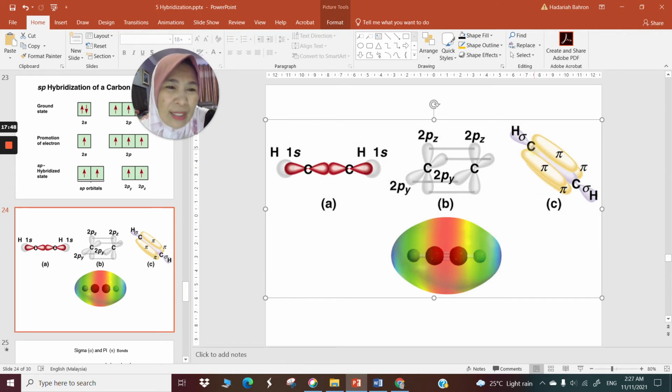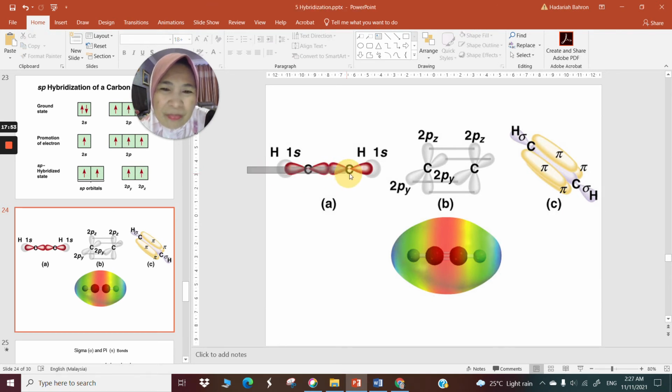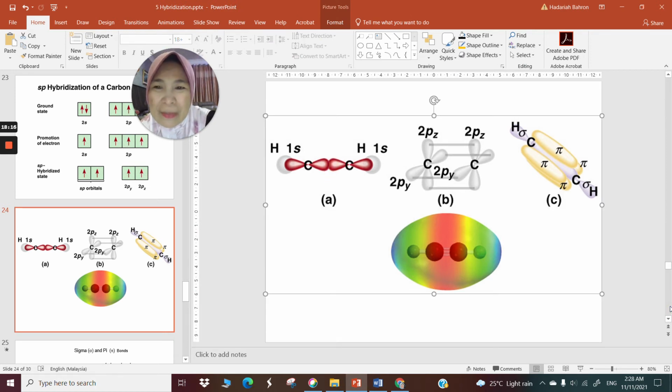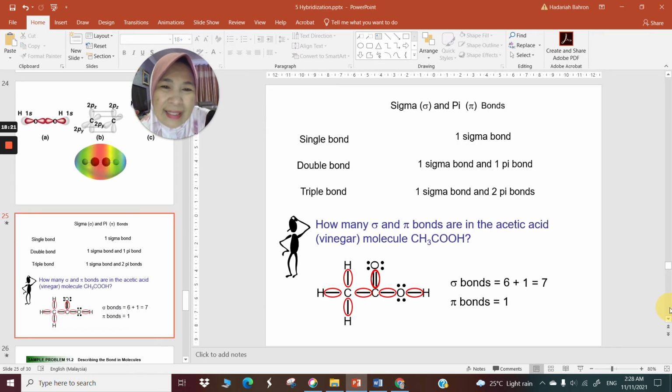So you have one sigma bond through this mechanism, but in here you're going to have two pi bonds. So for ethine, you have a triple bond between two carbons, and it is a linear shape. Why linear? Because it's sp hybridization. So that is the story about the overlapping of orbitals to make ethine.